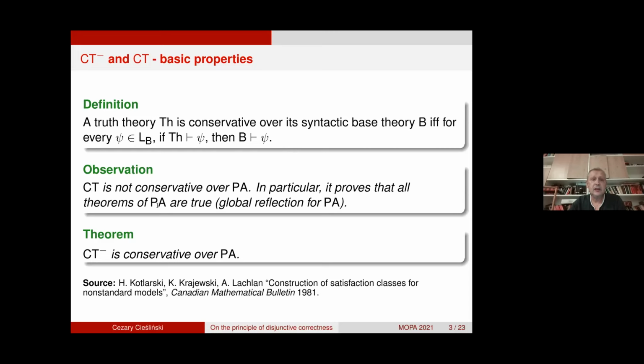Then the observation that CT with full induction is not conservative. It proves global reflection for Peano arithmetic. This is like a folklore observation, I think. Everybody seems to know it. The proof is very easy, just a very natural argument. We can prove that all the axioms of PA are true, and that truth is closed under, say, modus ponens, our rule of inference.